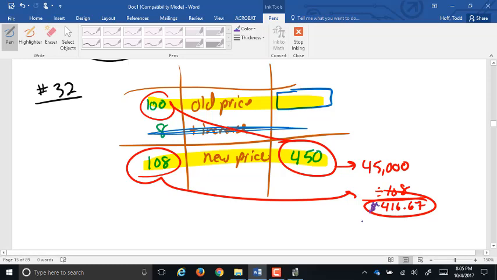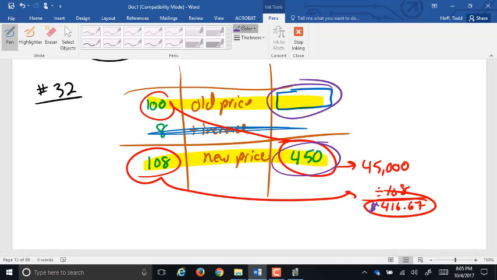A lot of people put 414 because they found 8% of 450, which is 36 bucks, and subtracted it. The problem is the 8% doesn't come off the 450. The 8% comes off of whatever the old price was, the 416.67. Okay, sounds good. Any others?